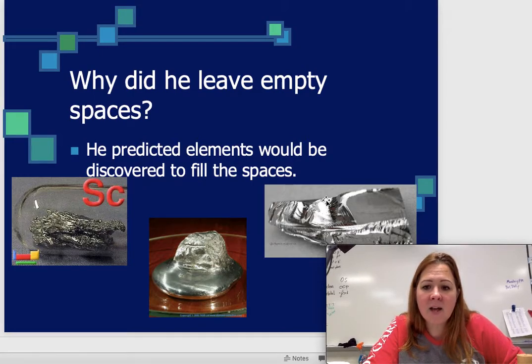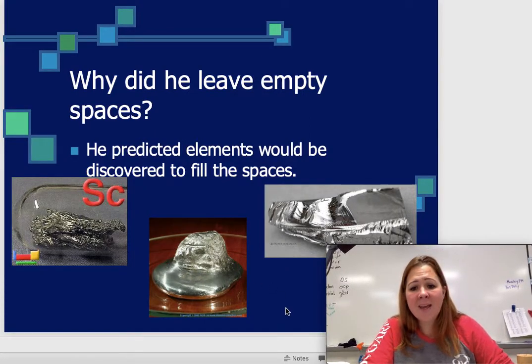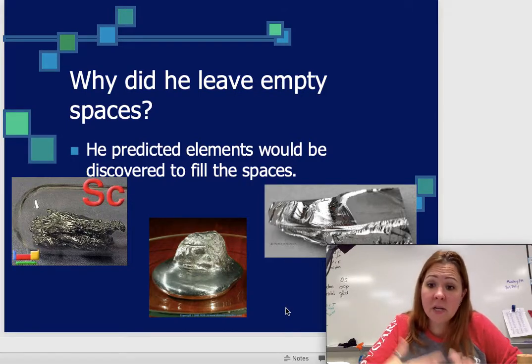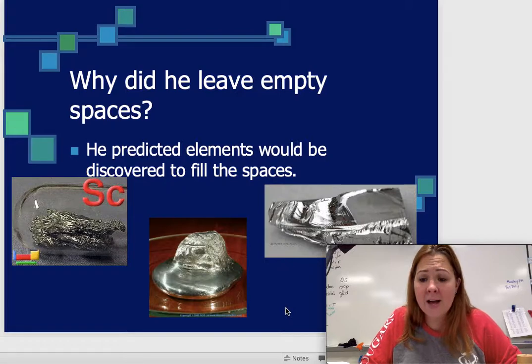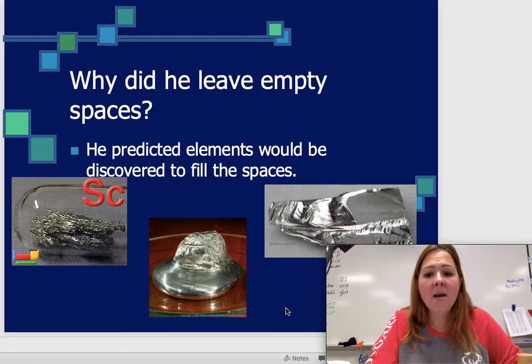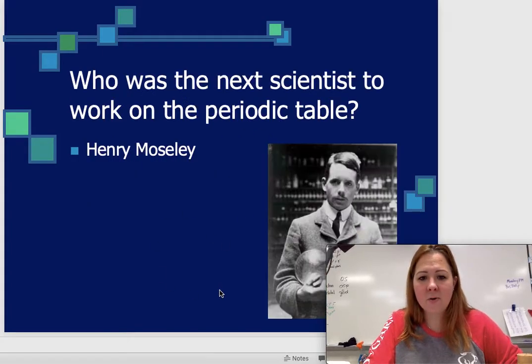So scandium, gallium, and germanium, he predicted their characteristics based off of his chart, and he predicted their masses, almost. So that gave him a lot of credibility to other chemists, who said, you know what, I think his periodic table actually works.